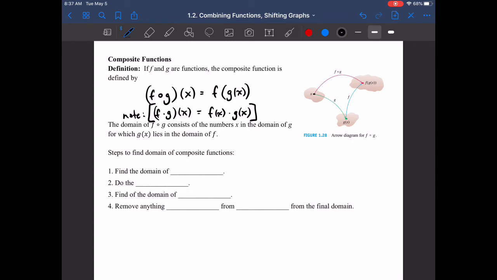If you want to write that off to the side for yourself, I'm not going to leave it in the notes because I don't want to confuse anybody, but make sure you realize that this is not multiply in this case like it is with the single dot, different from the other picture, all right? The domain of f of g consists of the numbers x in the domain of g, for which g of x lies in the domain of f. Basically what we're saying is you take all the numbers that work for g of x, and then you see what values they give you, and then you see if any of those values would break f of x.